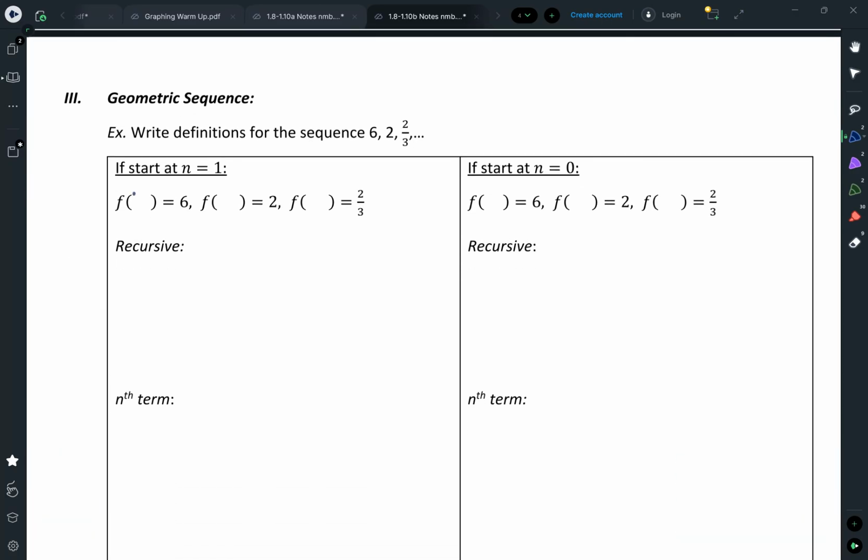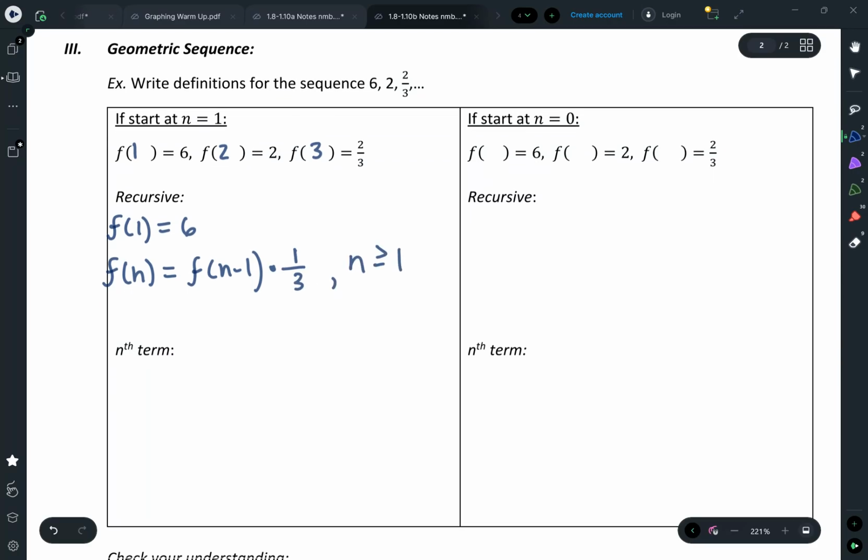So first we're starting at 1 again, so 1, 2, 3. For recursive, we give f of 1, and then each one I talk about what's happening to the previous one. So I'm taking the previous one, f of n minus 1, and I'm multiplying by our multiplier each time, by our growth factor. And from 6 to 2, we're dividing by 3, which means we're multiplying by 1/3. And this rule is for n greater than or equal to 1.